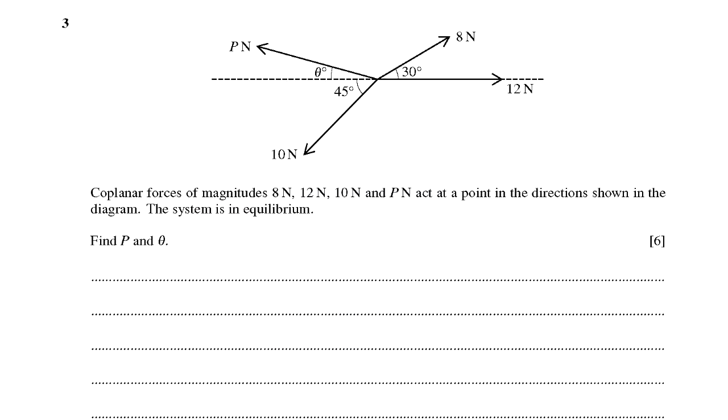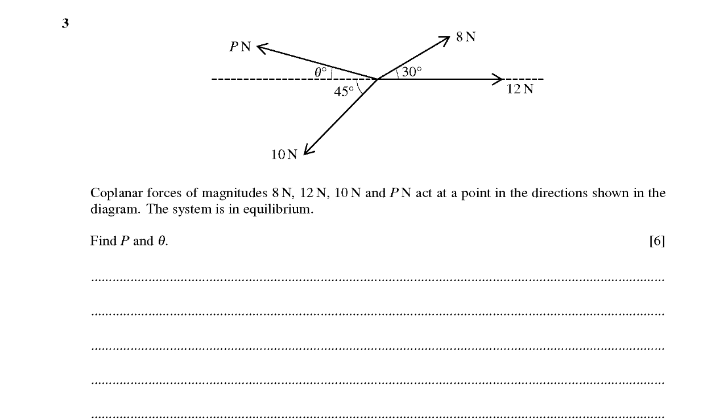Question 3. Coplanar forces of magnitudes 8, 12, 10, and P act on a point in the direction shown in the diagram. The system is in equilibrium, find P and theta. When it's in equilibrium, all of the forces must add to 0. So all we have to do is resolve: the horizontal components must add to 0, the vertical components must add to 0, and we would be done.